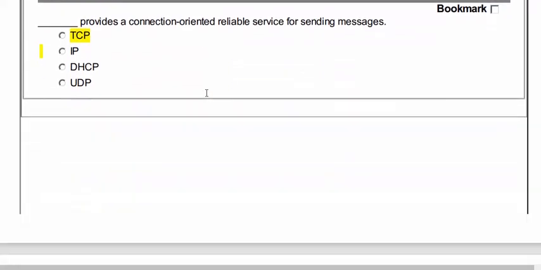Dash provides a connection-oriented reliable service for sending messages. Option A is right. TCP, Transmission Control Protocol, provides a connection-oriented reliable service for sending messages.